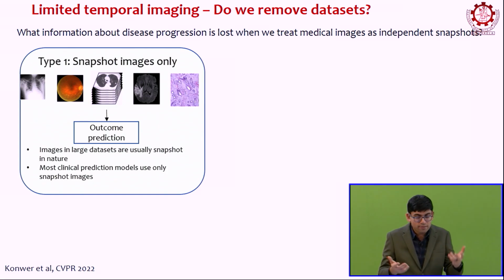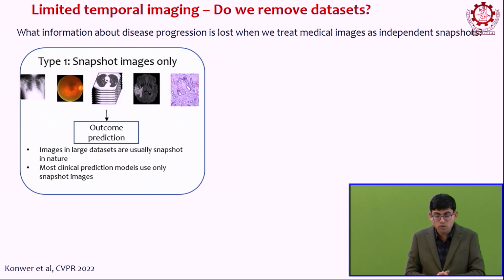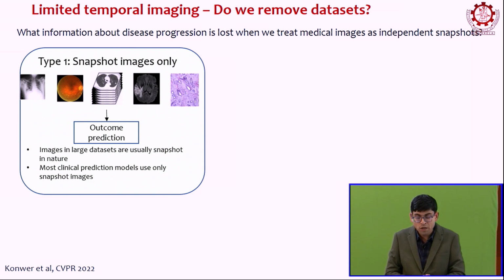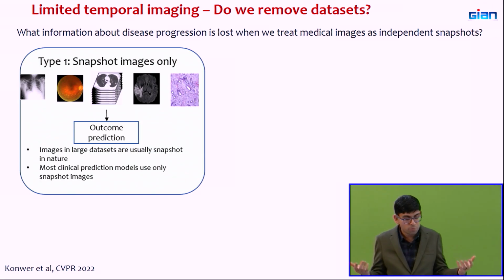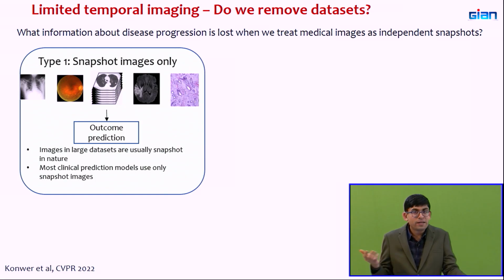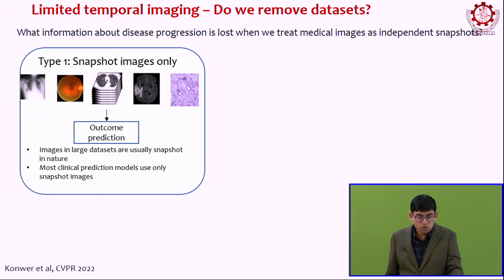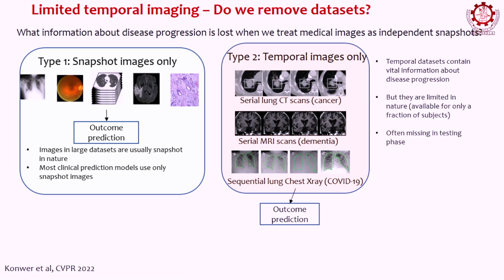Usually, like I said, most literature is focused on snapshot image machine learning, where you have just one image taken on one day, one snapshot image per patient, and we want to do tasks like outcome prediction. There are many large data sets, not as large as ImageNet, but pretty large, and like I said, most clinical prediction models use only snapshot images.